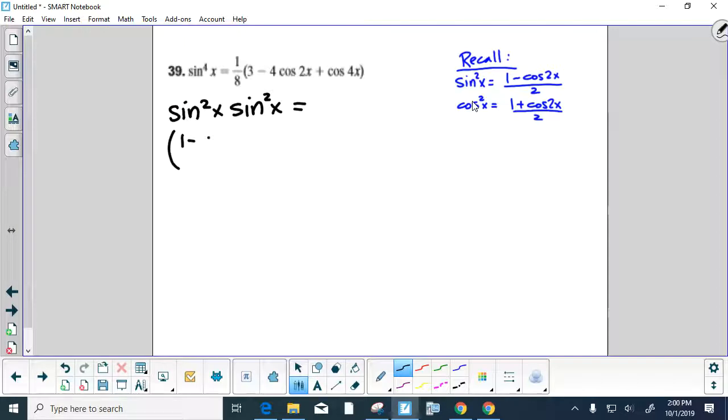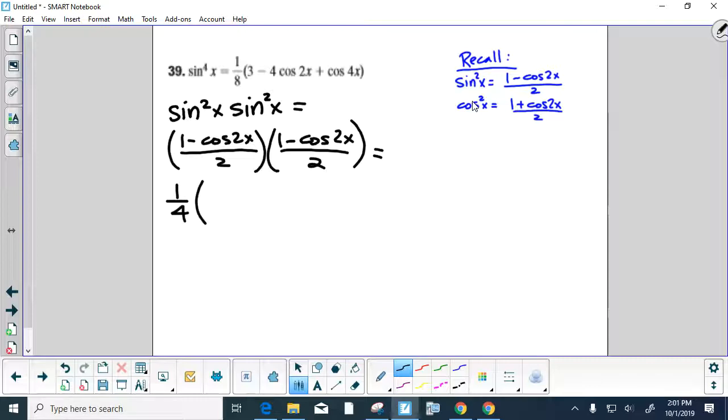We get what? 1 minus cosine 2x over 2 times 1 minus cosine 2x over 2 equals, and then I'm going to pull the 1/4 out in front. Are we okay with that? Because 2 times 2 is 4, so this is 1/4. And then what's left here is I'm squaring this, aren't I? It's 1 minus cosine 2x times 1 minus cosine 2x, and I can expand that. I get 1 minus cosine 2x plus a minus cosine 2x, which is minus 2 cosine 2x. I'm happy to see that because I have the cosine 2x over here. Plus cosine 2x times cosine 2x is cosine squared 2x.